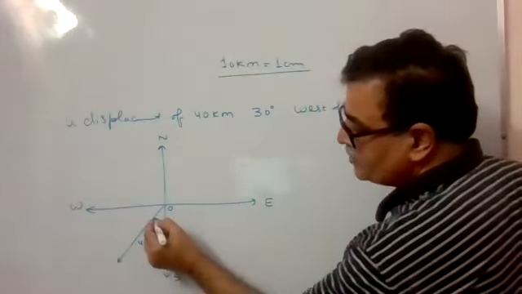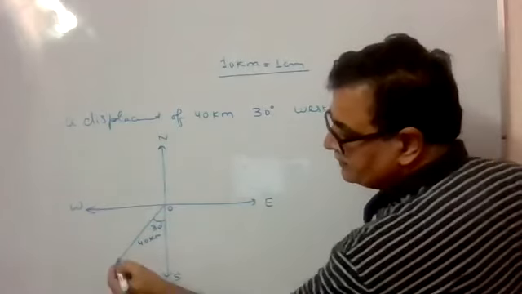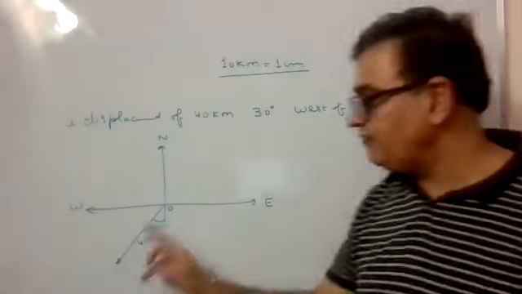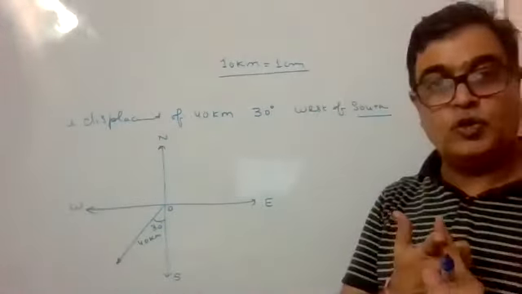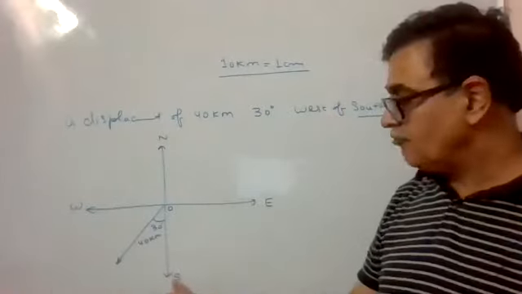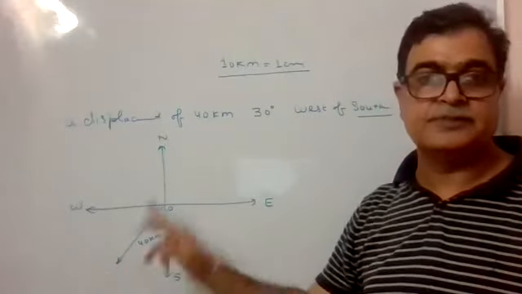And what does this angle have to be? 30 degree. Then this is the final displacement. This is the vector representing 40 kilometer west of south. West of south, 40 kilometer will be represented by this displacement vector.